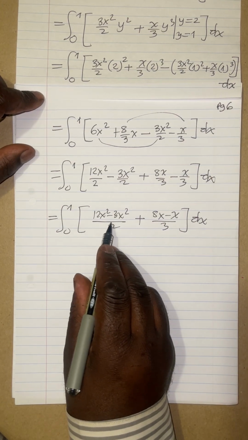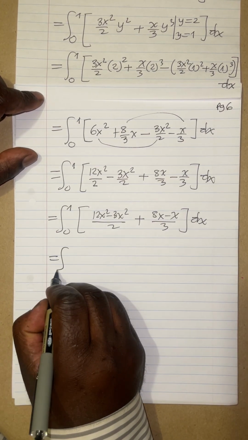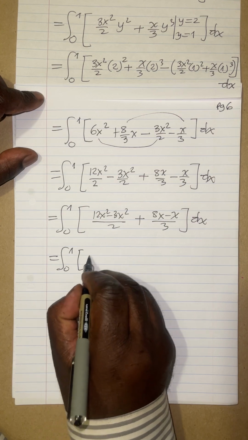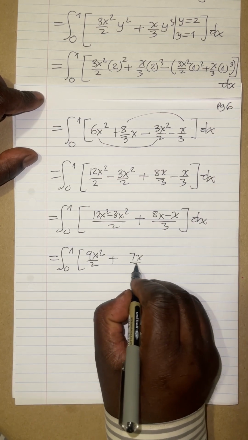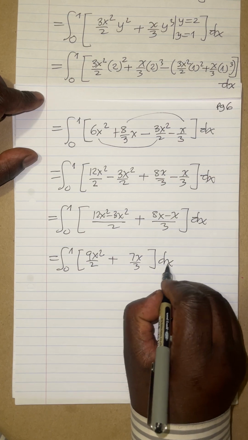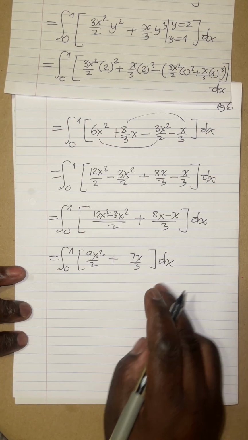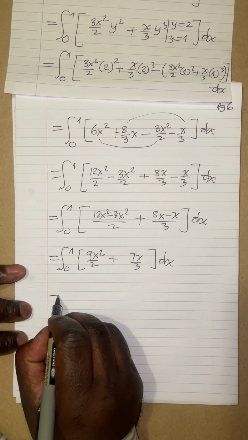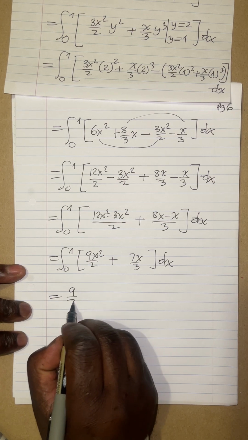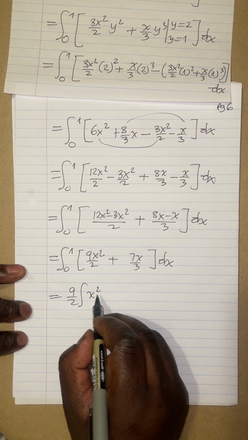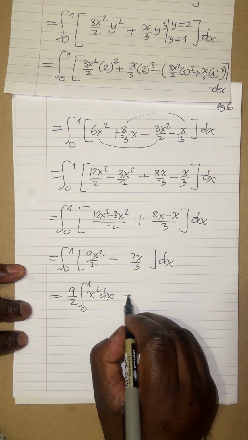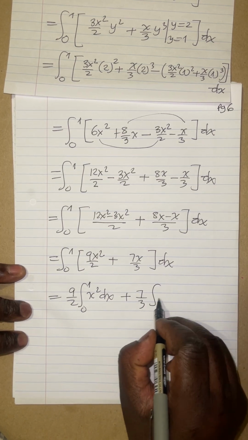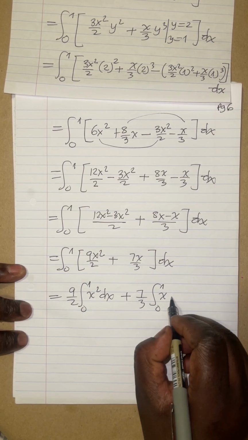Now this part is 9x squared over 2, so I'm going to have the integral from 0 up to 1 of 9x squared over 2 plus 7x over 3, and then I have dx. Let's distribute this and that and take out constants. This is the same as 9 over 2 integral of x squared dx, limit from 0 up to 1, plus 7 over 3 integral of x from 0 up to 1 dx.